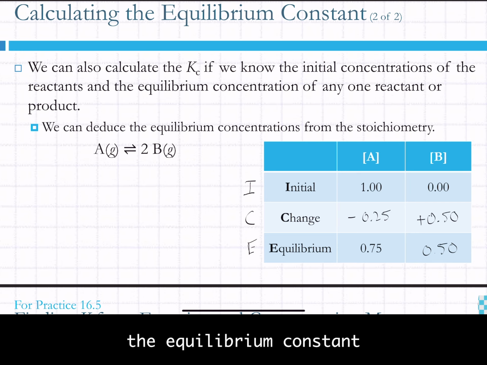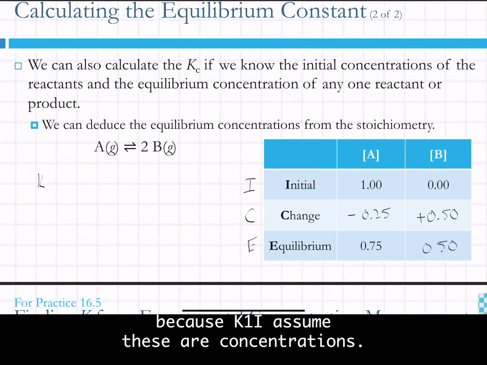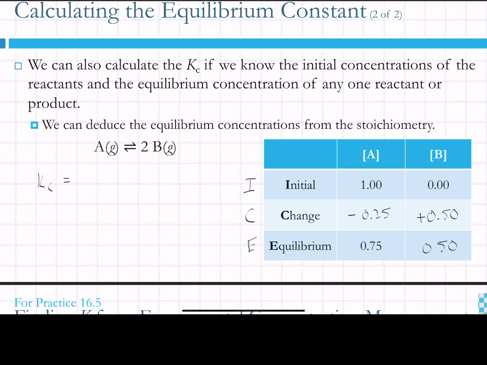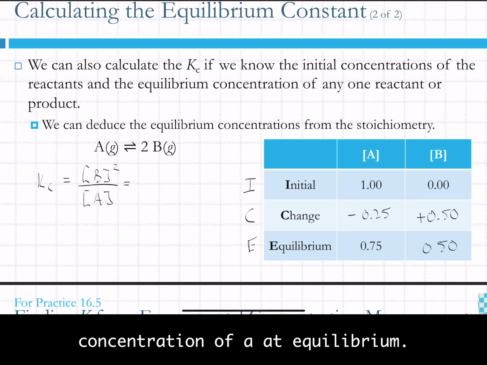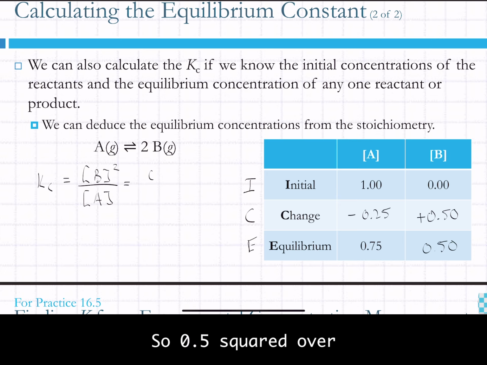And so we can calculate the equilibrium constant, because K, I'm going to assume these are concentrations, equals B squared over the concentration of A at equilibrium. So 0.5 squared over 0.75, 0.33.